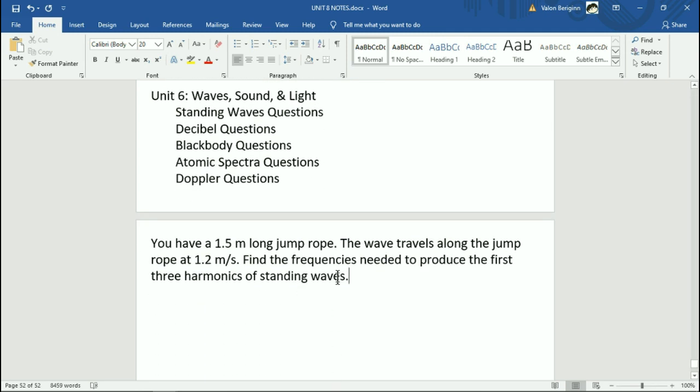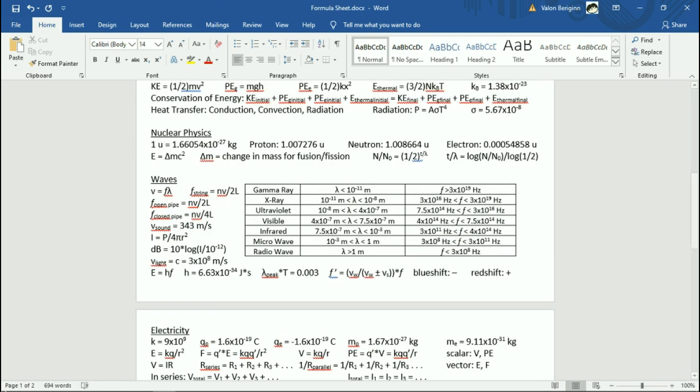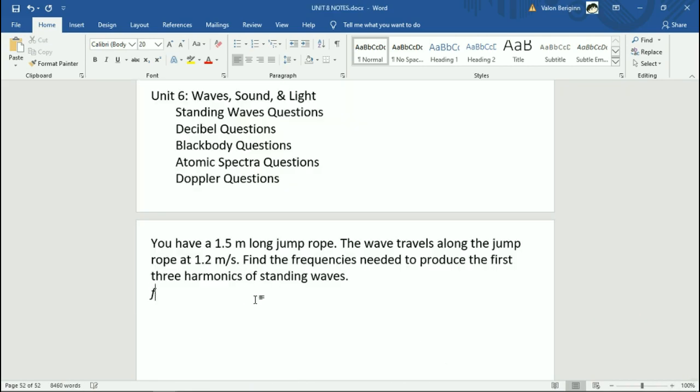Let's do that. Okay, so it's a jump rope. It's a string, right? So you would use the standing wave of a string equation, which is here. f_string equals nv over 2L. We want the frequency to produce the first 3 harmonics, so n is going to equal 1, 2, and 3. V is the speed of the wave, 1.2 meters per second. L is the length of the rope, 1.5 meters. And we are solving for f.